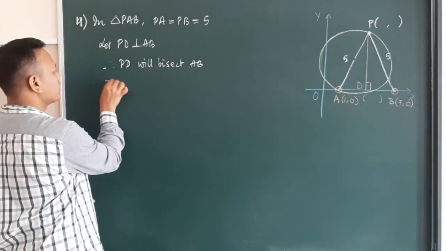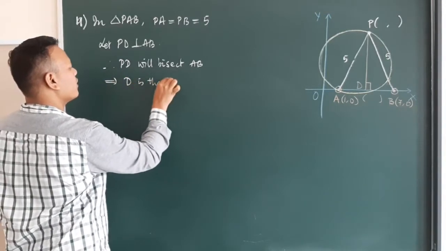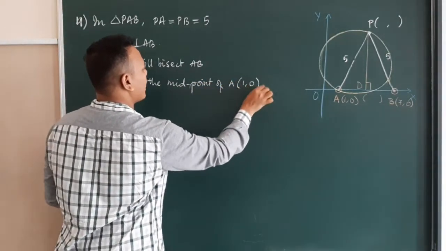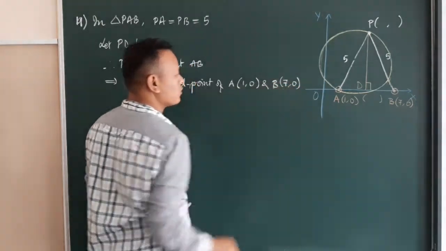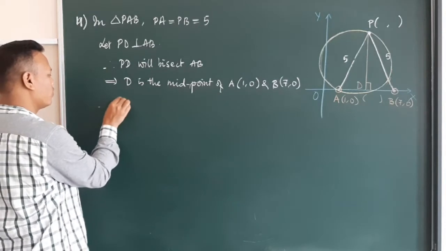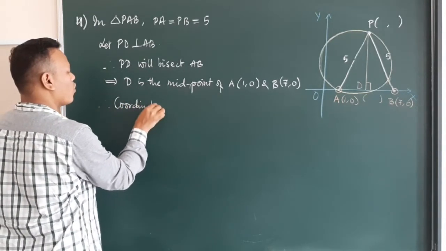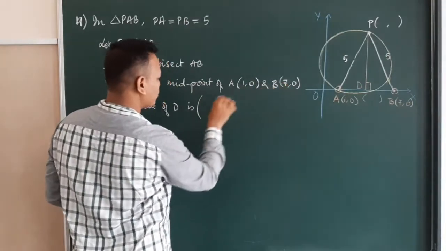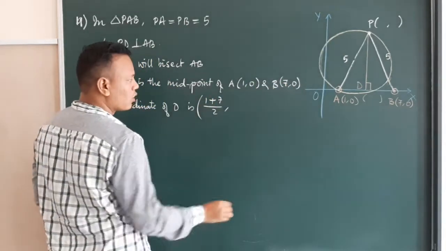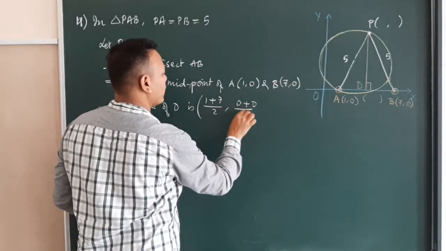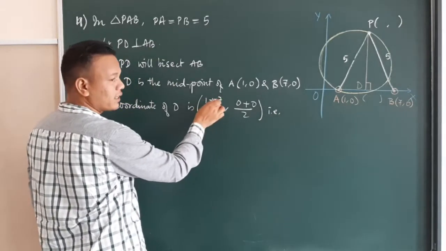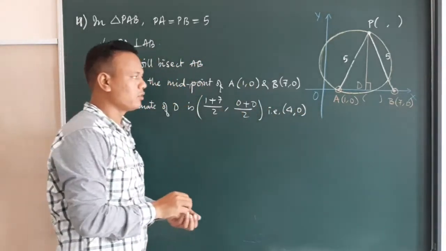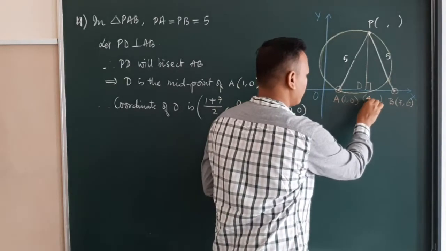In other words, I can say that D is the midpoint of A, that is (1, 0), and B, that is (7, 0). So let's find the coordinate of D. Therefore, coordinate of D is (x1 plus x2) whole divided by 2, comma (y1 plus y2) whole divided by 2. That is, 7 plus 1 is 8, 8 by 2 is 4, and 0 plus 0 is 0, 0 divided by 2 is 0. So the midpoint is (4, 0). That means this coordinate out here has to be (4, 0).